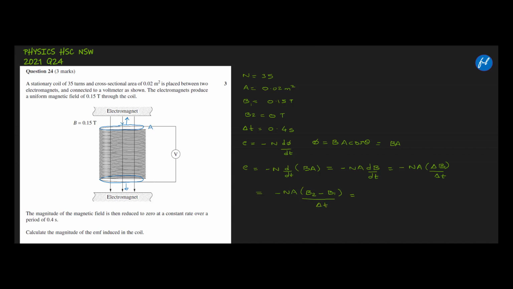So we just put the values given. So this will be minus N, 35, into A, which is 0.02, into B2 minus B1, which will be negative, so this will be 0.15. The stylus is not writing very properly, so excuse me for that.